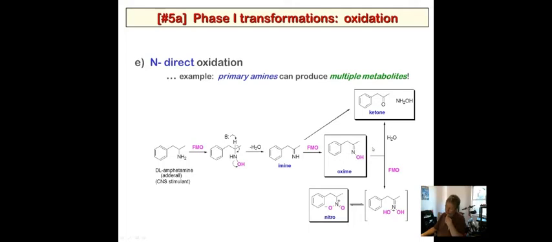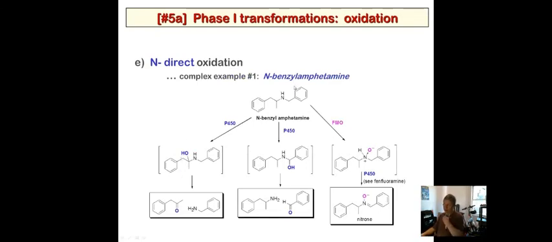And then another thing that can happen is that it can further oxidize on the nitrogen to a double hydroxide functional group, and then that can rearrange to the nitro. So this just shows there's a lot of different byproducts, or oxidative metabolites, you could get with this primary amine.